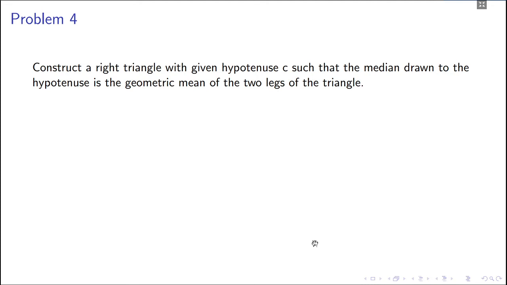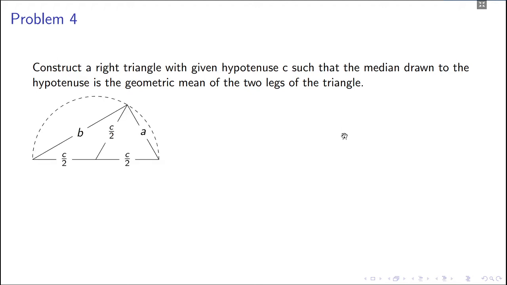And problem 4 says construct a right triangle with a given hypotenuse c, where the median to the hypotenuse is the geometric mean of the two legs. Whenever you hear of a right triangle, you know that the hypotenuse will be the diameter of a circle, and the other vertex will be on the circle. Since the hypotenuse is c, if the center is this, then the radius is c by 2, and this median will also be the radius, so this is also c by 2. What is given is that c by 2 is the geometric mean of the other two sides. So c by 2 is the square root of AB.